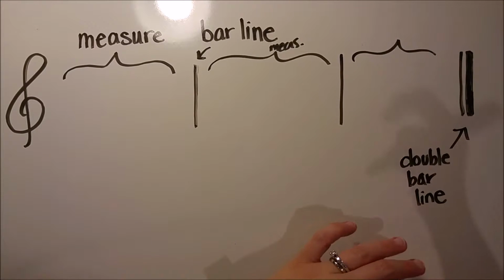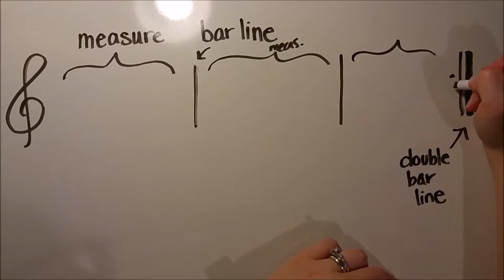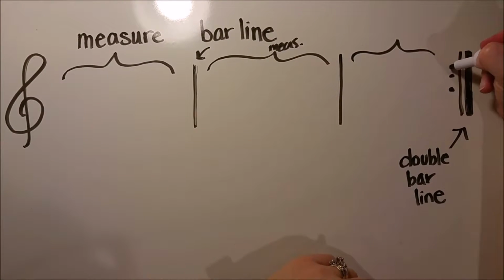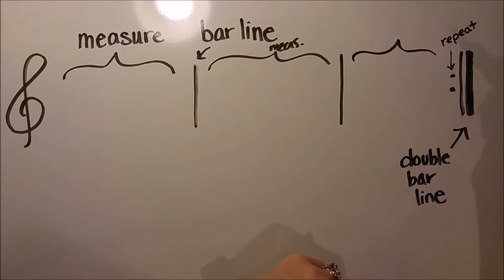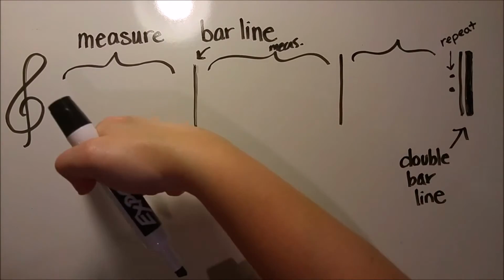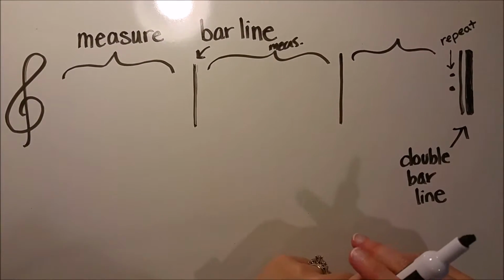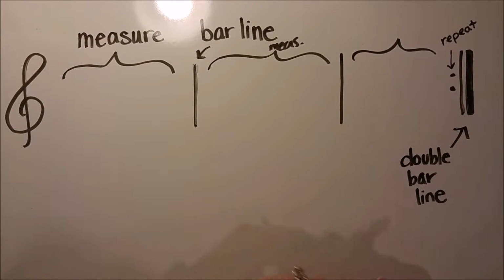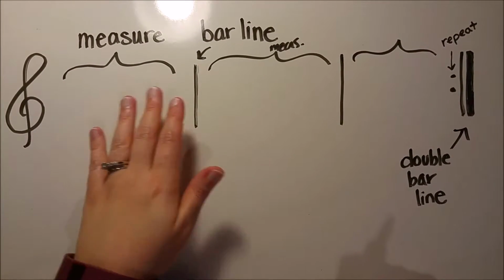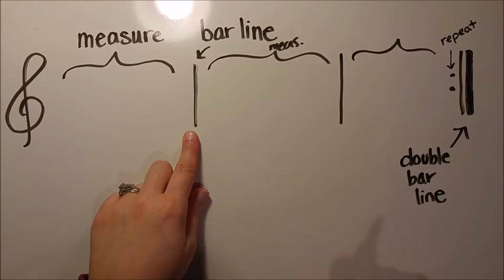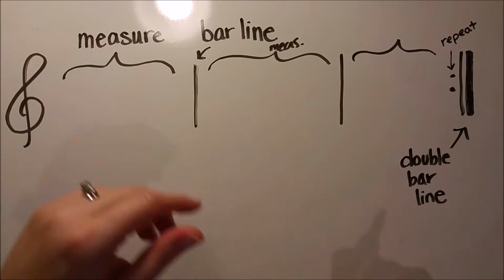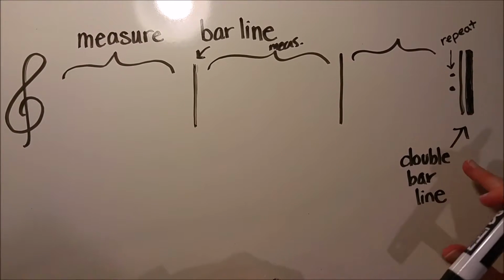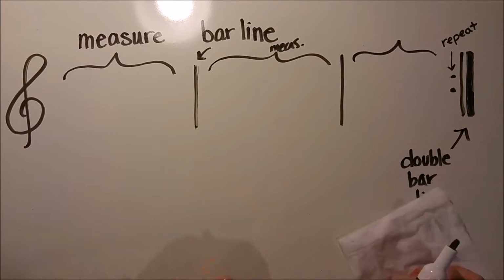Now sometimes you'll see this double bar line with 2 dots next to it like this. Those are repeat dots. And you do just what you think. You would repeat the whole thing once. Okay, so these are our measures. These are the bar lines. So bar lines divide up your measures. You don't need a bar line at the beginning. And then, like I said, at the end, you'll get this double bar line.